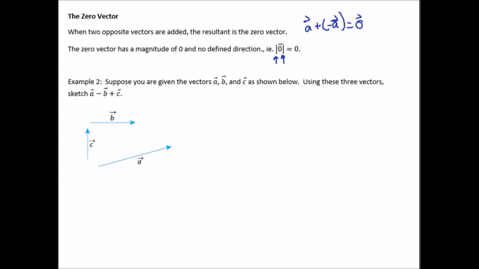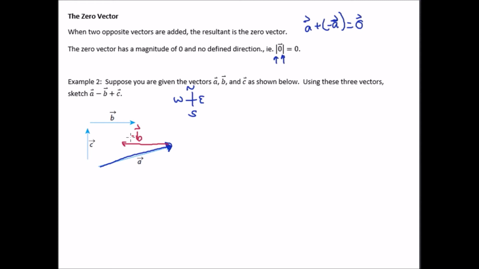Okay, let's try example 2. Suppose you're given the vectors A, B, and C as shown below. Using these three vectors, sketch A minus B plus C. I'm going to start right on A. So this is going to be A. Minus B is drawing B, but in the opposite direction. So instead of going, let's call it east, never eat shredded wheat, we're going to draw B going west. So that's negative vector B.